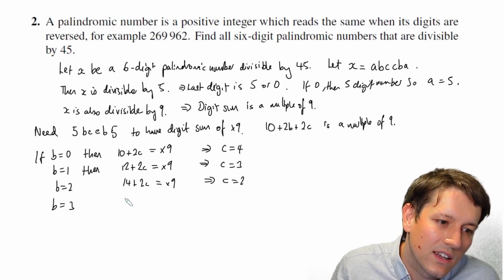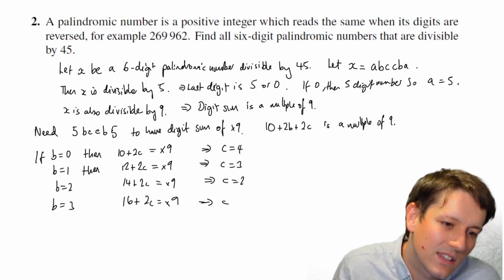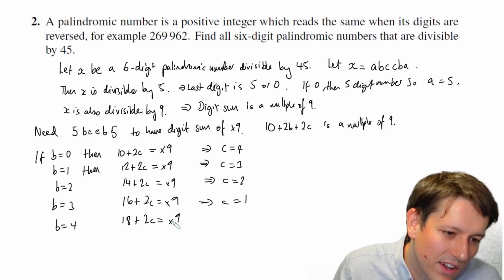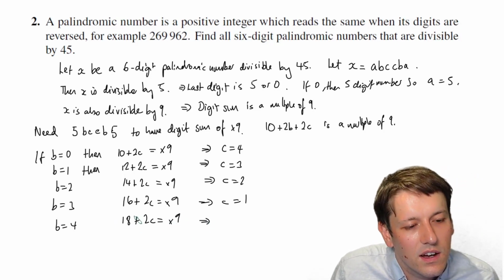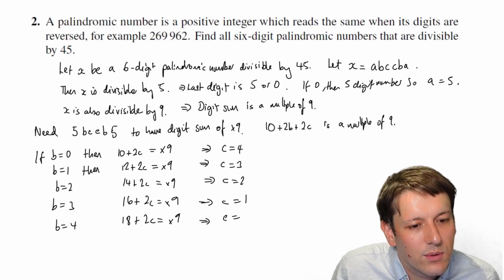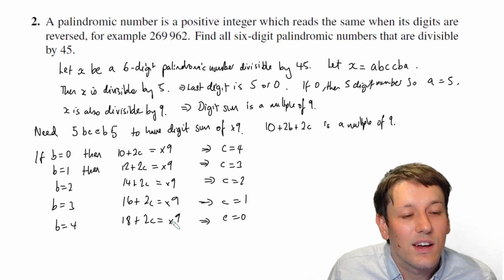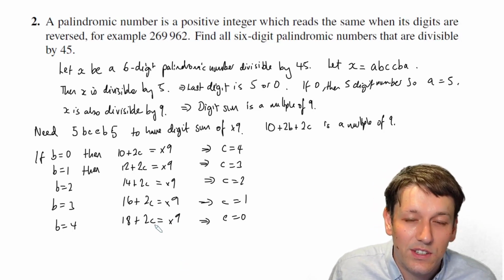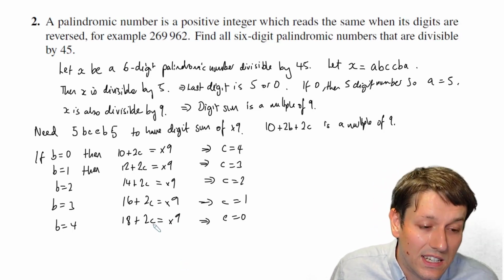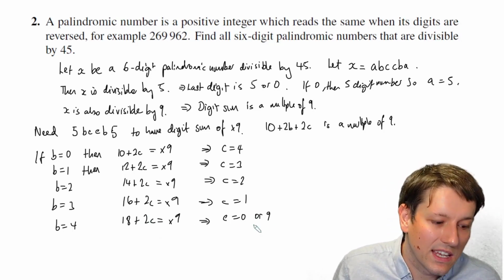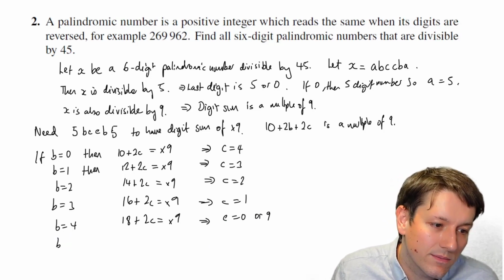If b is 3, then it's 16 plus 2c is a multiple of 9, and the only way to do it is c equals 1. b equals 4: I've got 18 plus 2c is a multiple of 9. Now this time, I can have c equals 0, so just stick with 18. This time, if I go up, 27 still doesn't work, but 36 now does. I can have 2 times 9 is 36, so I actually get c is equal to 0 or 9.